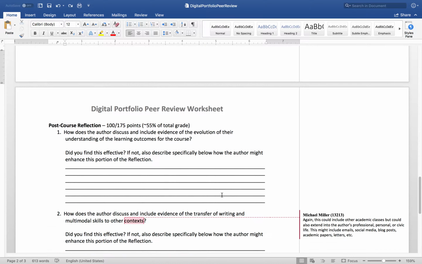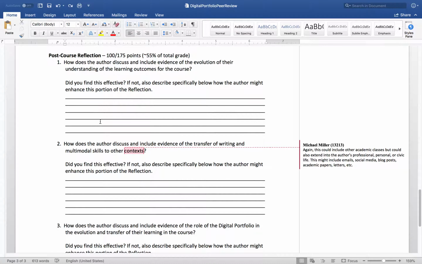Moving down, so under post-course reflection, how does the author discuss and include evidence of the transfer of writing and multimodal skills to other contexts? So again, this could be other academic classes, but it might also extend into the author's professional, personal, or civic life. So some examples might include work emails, social media posts, blog posts, academic papers, letters, things like that. So there's lots of ways that, again, I know we are all communicating during the length of this course. I'm sure the only writing that you've done has not been for English 105. So really, sometimes we have to get creative.